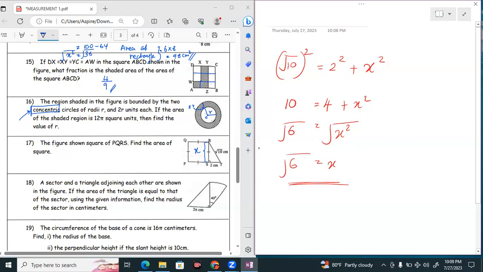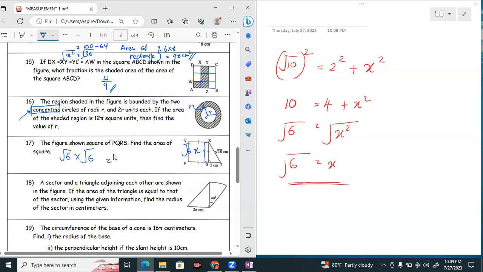Then after we find it as square root of 6, we get x equals square root of 6. Then we have to find the area of the PQRS, no? Then you have to multiply square root of 6 by square root of 6. Then 6 into 6, it is 36. Square root of 36 is 6 centimeters.